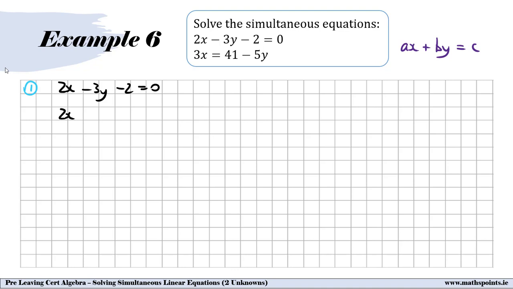So the equation becomes 2x minus 3y. If we plus 2 to the left hand side, it will get rid of that minus 2, and then we'll have a plus 2 on the right hand side. And so now equation 1 is in the correct order.